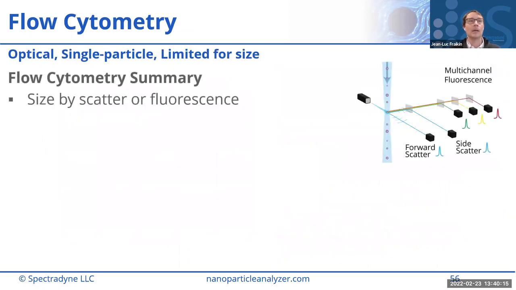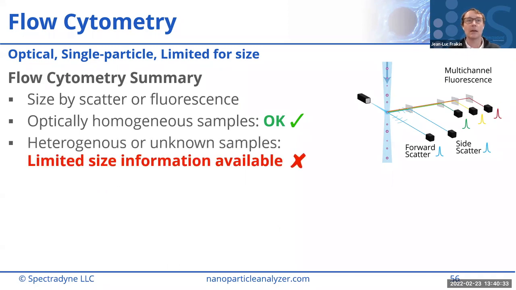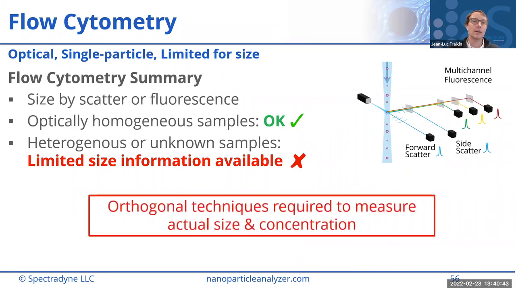Okay. So to summarize flow cytometry, I think it's got a lot of promise, and I'm looking forward to seeing the next developments in that field. We can measure size by scatter or fluorescence, right? And this works great for optically homogeneous samples. But when we start mixing them together, it's hard to get size information from just the scatter or the fluorescence, and we have to get creative with other techniques. Essentially, it comes down to using other techniques required to measure the actual size and concentration.